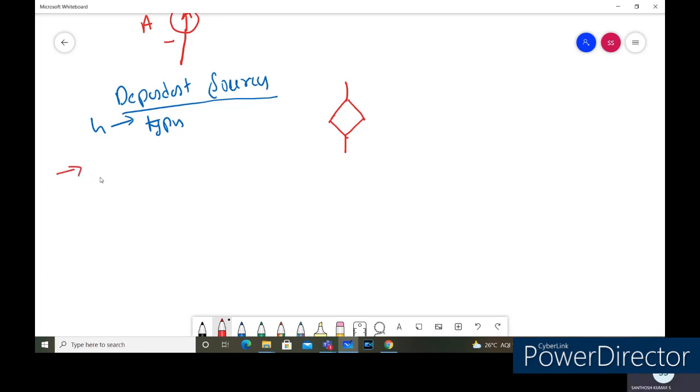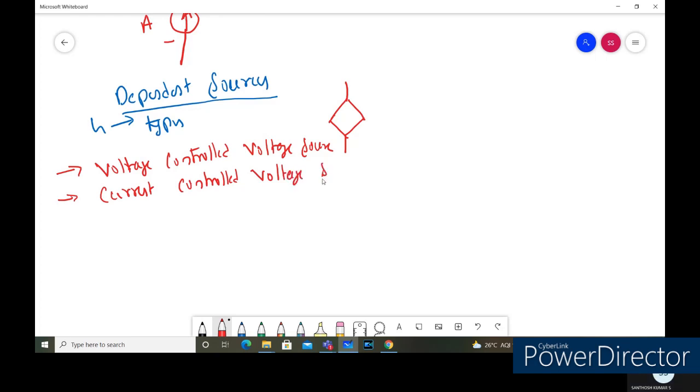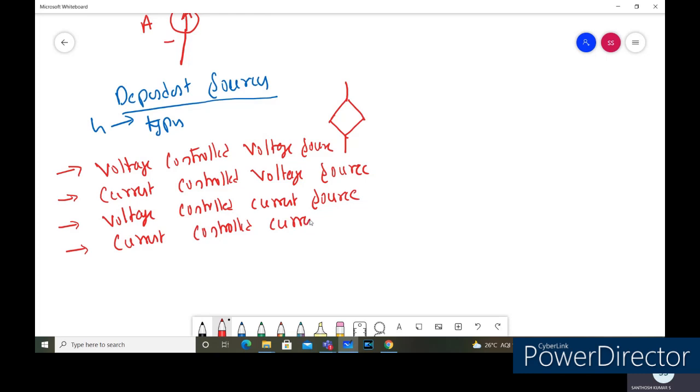The first type is the voltage controlled voltage source. The next one is the current controlled voltage source. I will explain each and every one. The next one is the voltage controlled current source, and the next one is the current controlled current source.